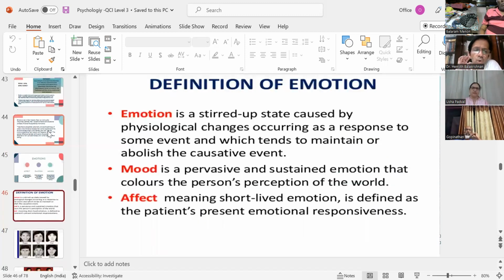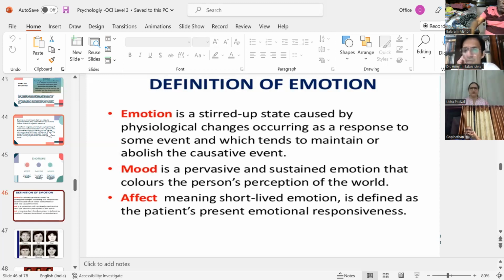What is the definition of emotion once again? Emotion is a stirred up state caused by physiological changes occurring as a response to some event. So here the mind body connection also happens. It happens at a physiological level in response to some event, and tends to maintain or abolish the causative event. The emotions can be due to one reason, but many a time the cause is not known.